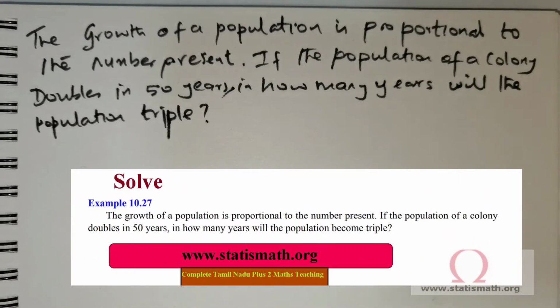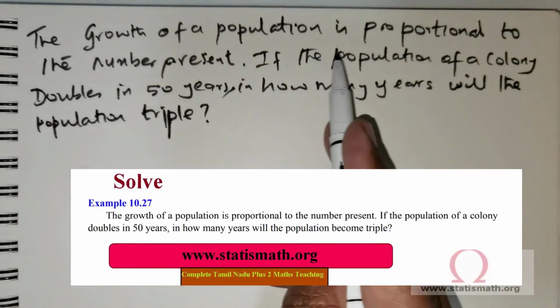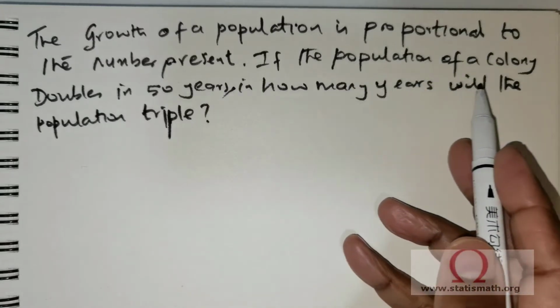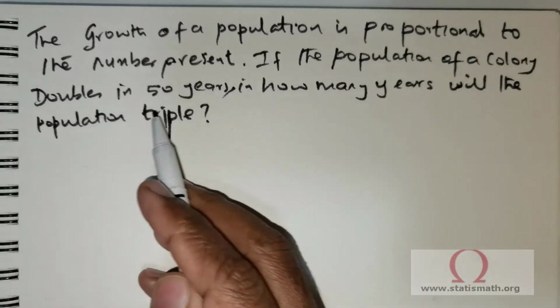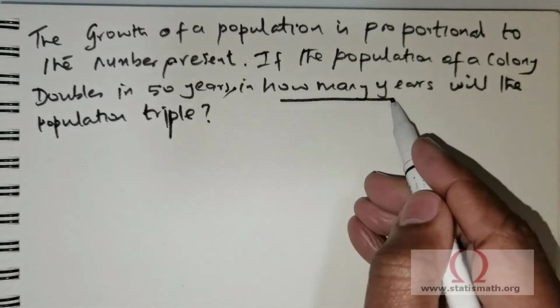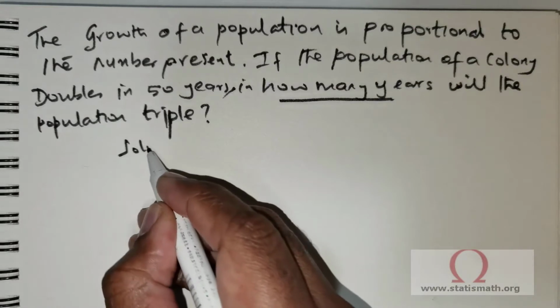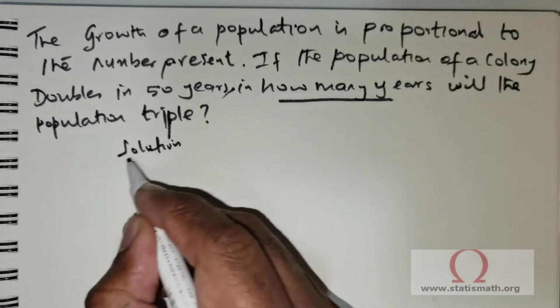Students, we are given this question. The growth of a population is proportional to the number present. If the population of a colony doubles in 50 years, in how many years will the population triple? So the solution to this question is obtained as follows.